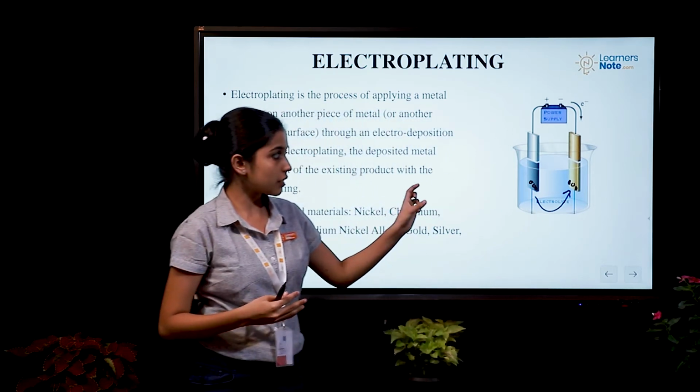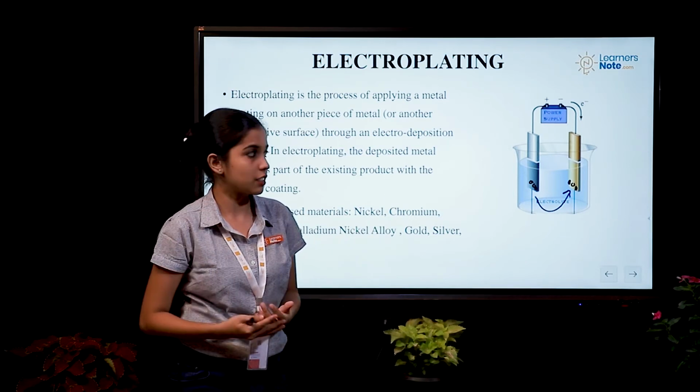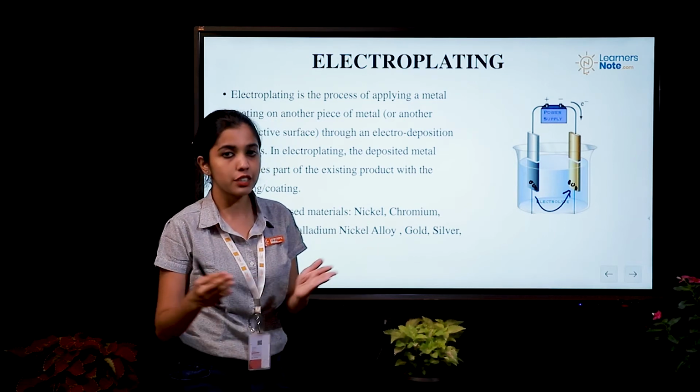Now the thickness of your electroplated material depends on a variety of factors, like how long you are conducting the experiment. If it's for a short duration, you get less thickness.